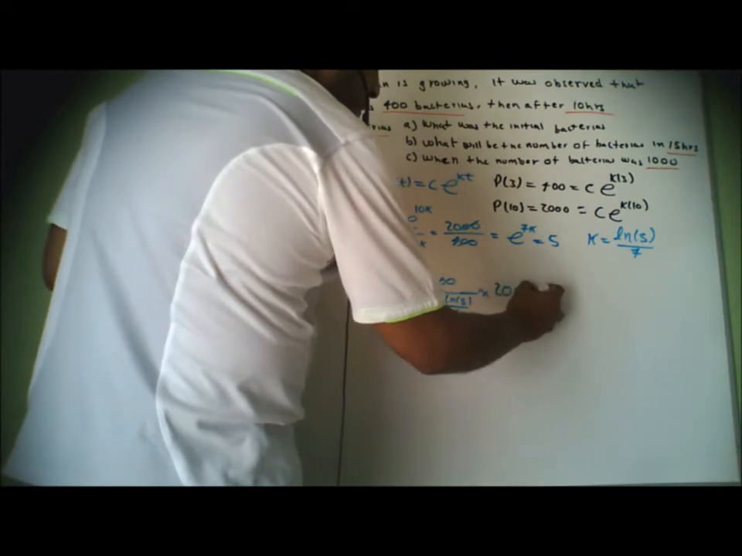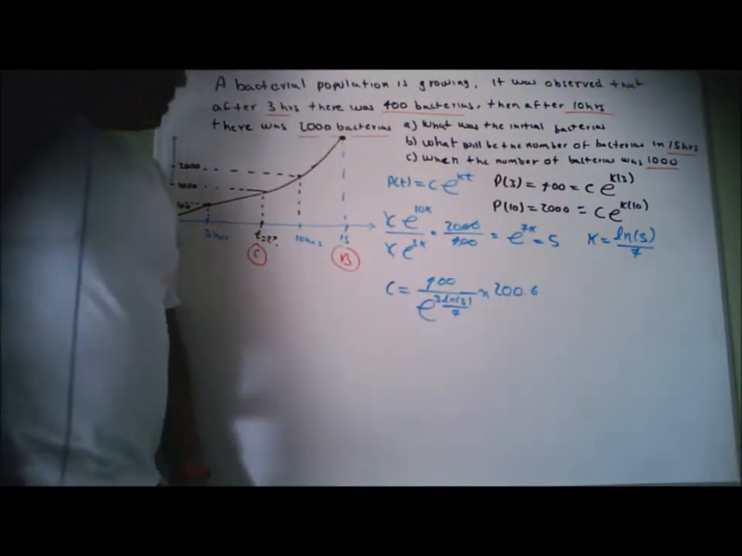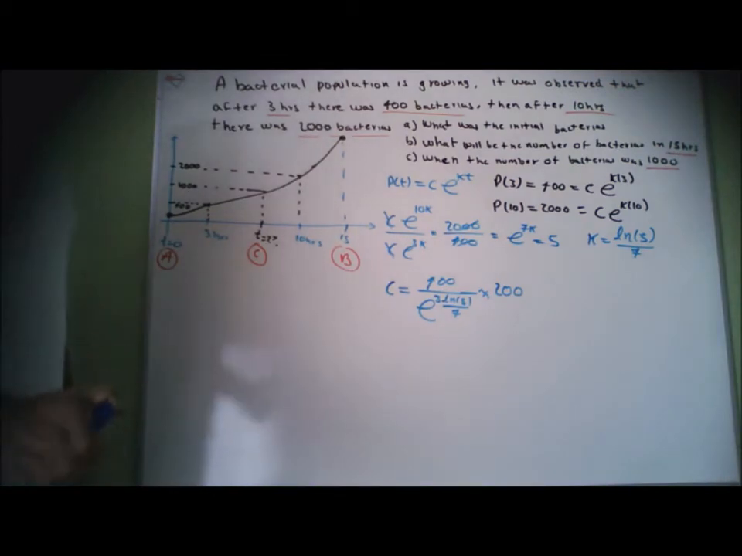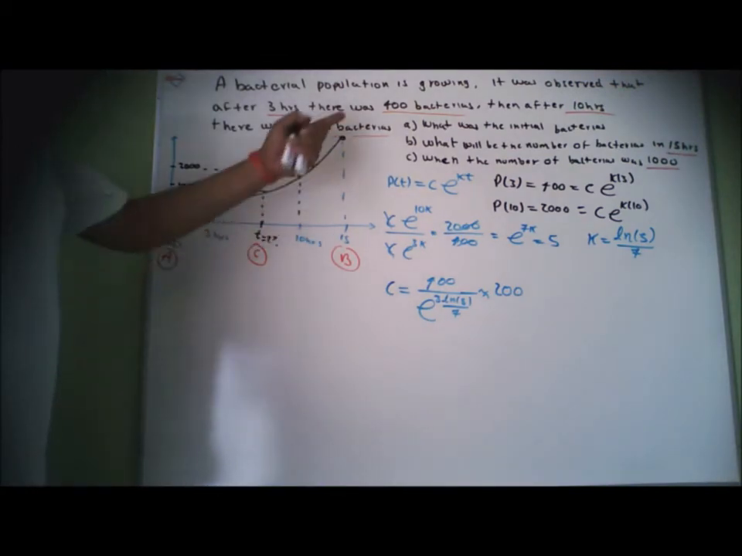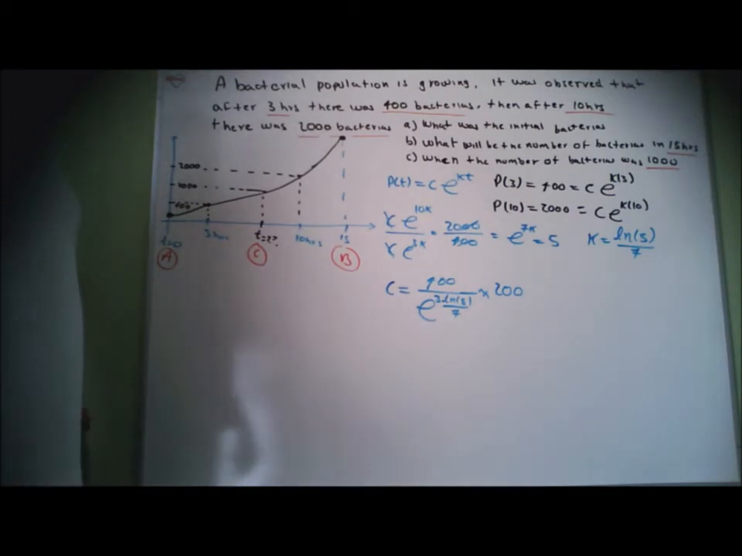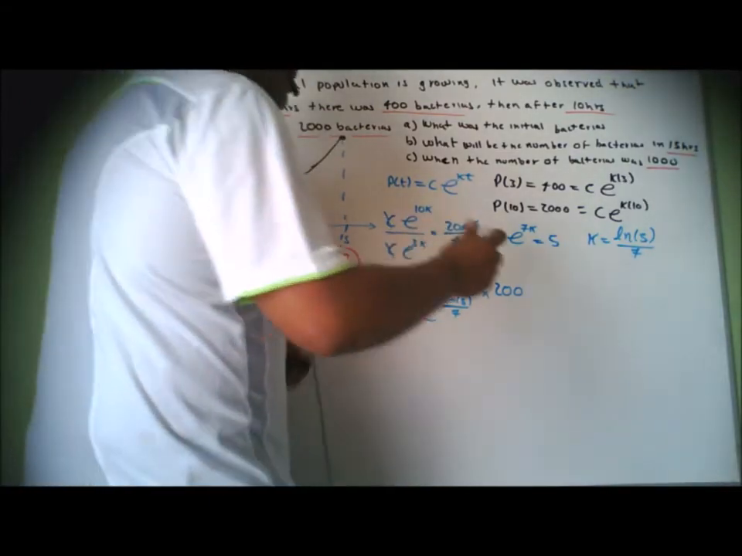200.6. I'm going to get rid of the 0.6. It's going to be just 200. Why rounded? Because there is no 0.6 bacteria. The bacteria are integer numbers. There is no half bacteria or 0.01 bacteria. It's just one bacteria or no bacteria. Okay, 200.